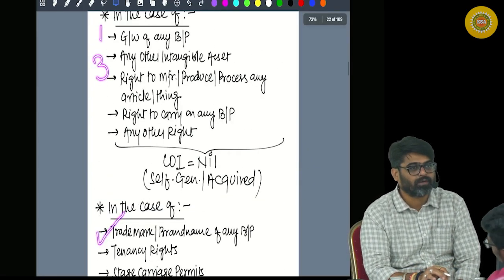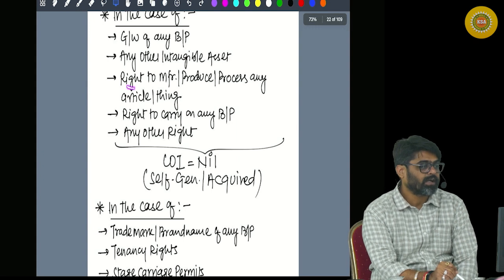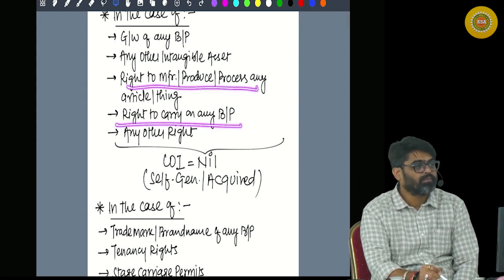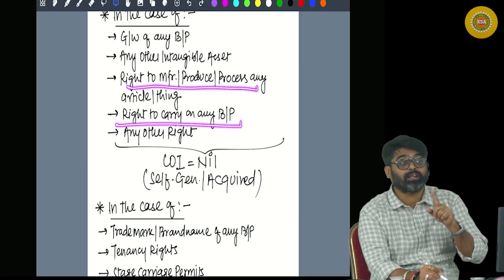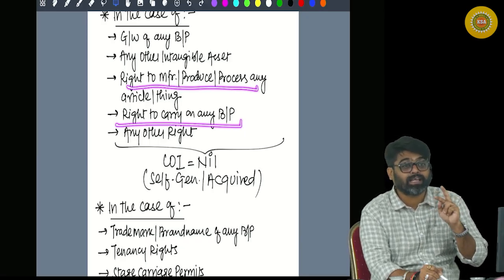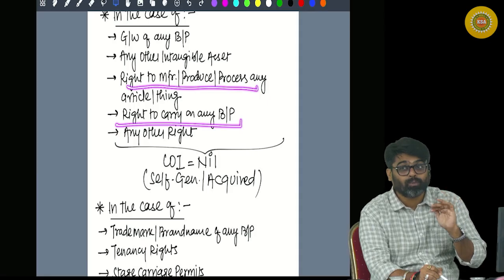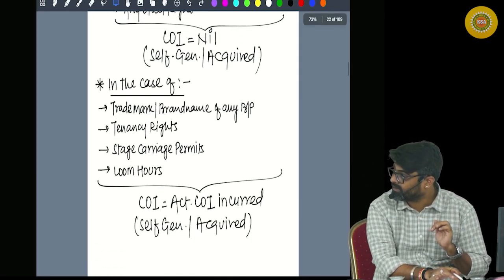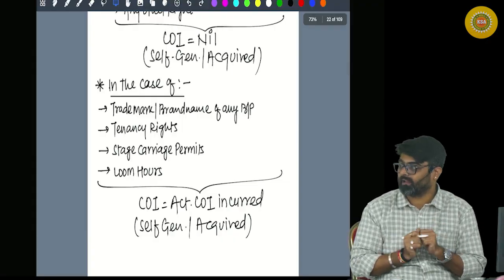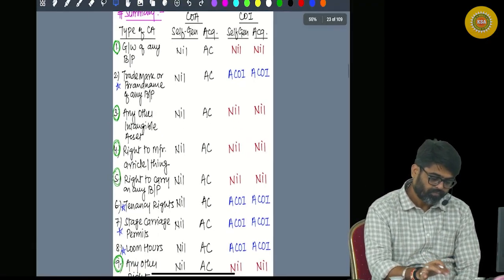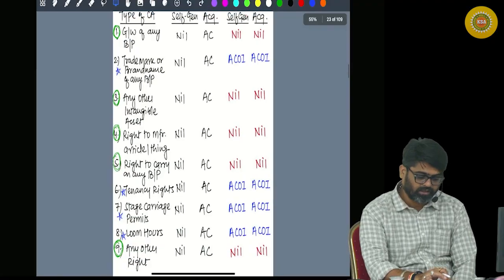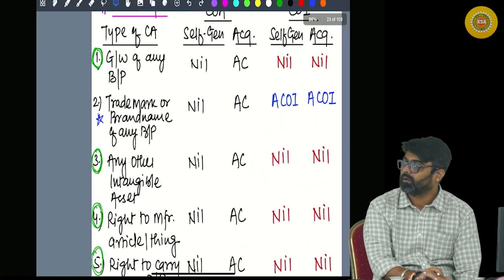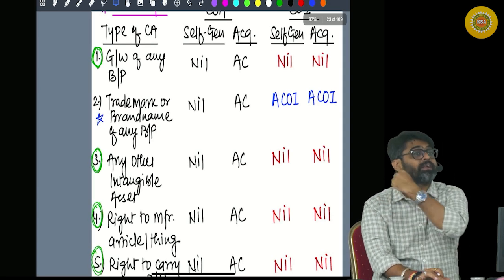Then you remember we discussed right to manufacture, produce or process any article or thing, right to carry on any business. Then tenancy right was there, stage carriage permit was there, loom hours was there. So they are not appearing, so I have covered them here. I have divided all these assets. Can you see the names of these assets? I have made a summary table.